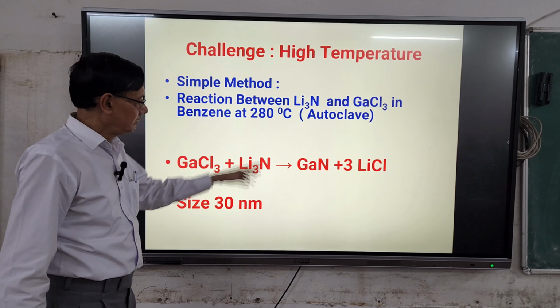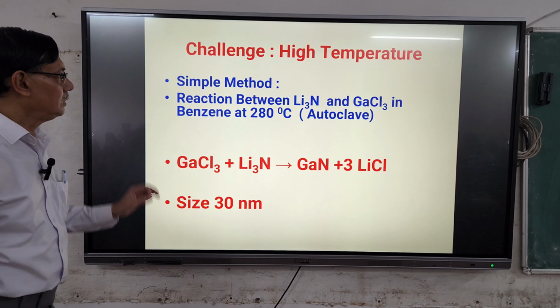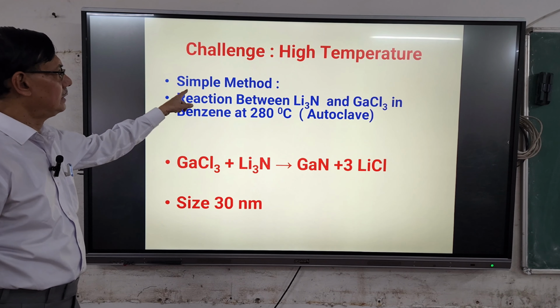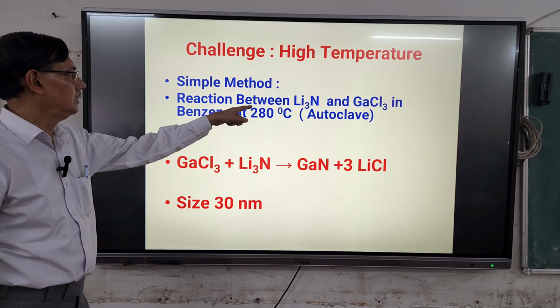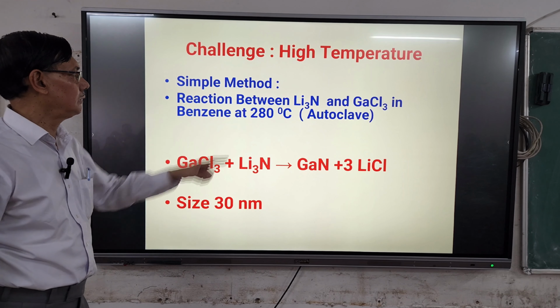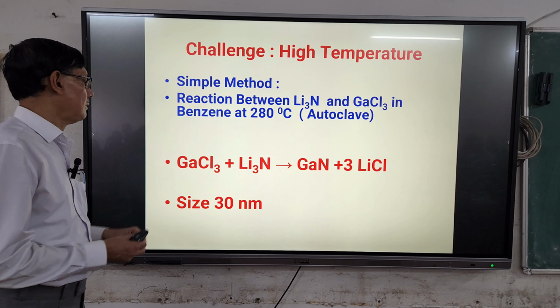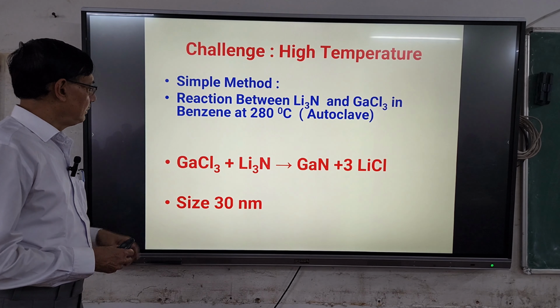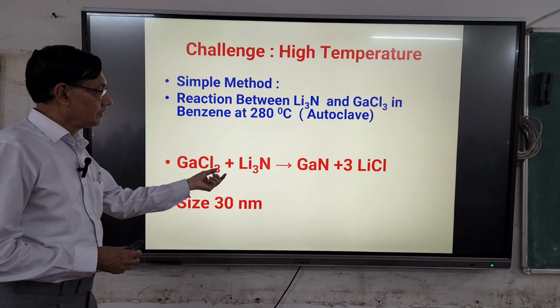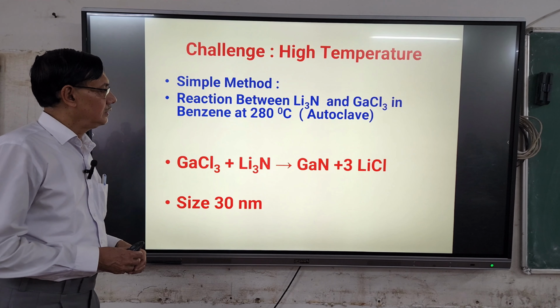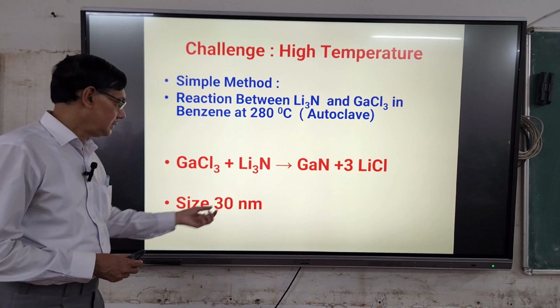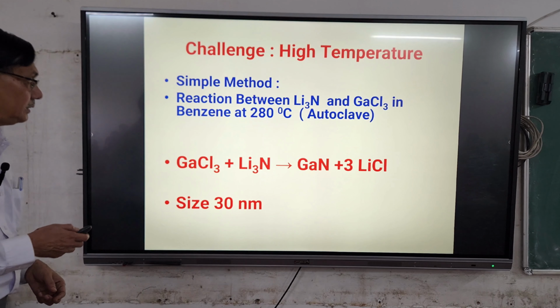Temperature is good, but size is not up to the mark. But it is a simple method: reaction between lithium nitride and gallium chloride in a benzene autoclave. We have an autoclave in our lab, so in the autoclave we can use this, and of course we can get the gallium nitride, but the size is 30 nanometer.